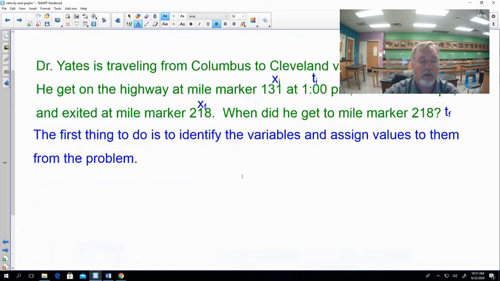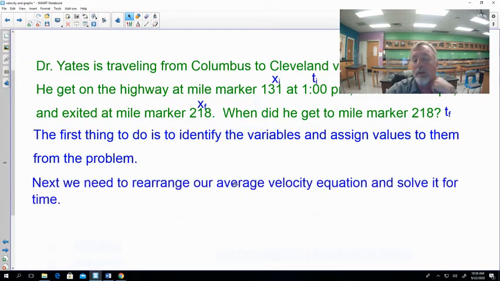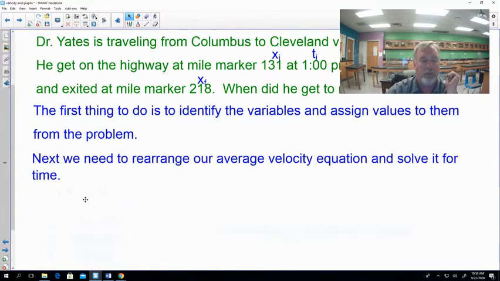So let's write them. But our problem's worded differently. We're given different values. We're not asked to find V. We're asked to find TF. So we have to rewrite our original equation. We need to rearrange it so the average velocity is solved for time. Okay. How are we going to do that?